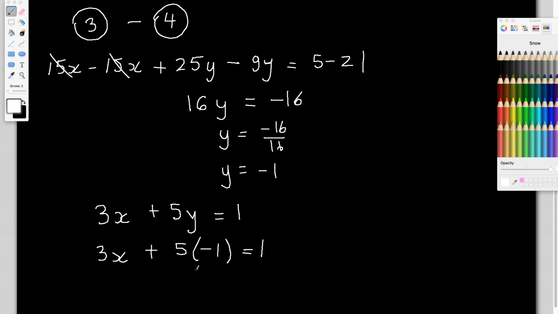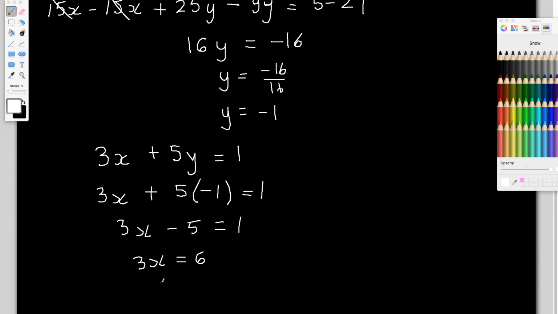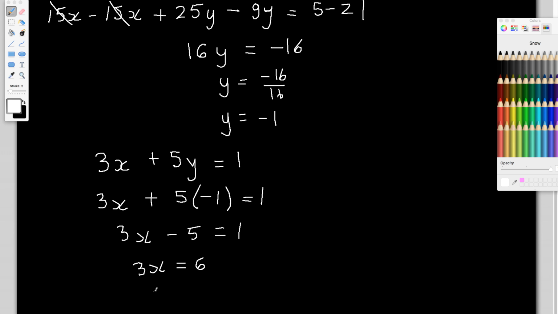So this is 3x minus 5 now, equals 1, so add 5 to both sides. 3x equals 6. X equals 6 on 3. So x is equal to 2. Alright, so my answer, therefore, would be 2, negative 1.